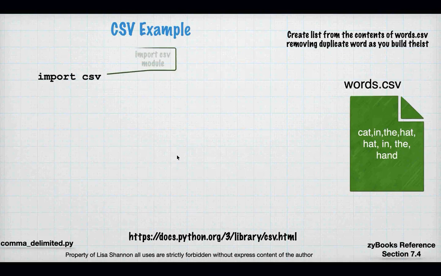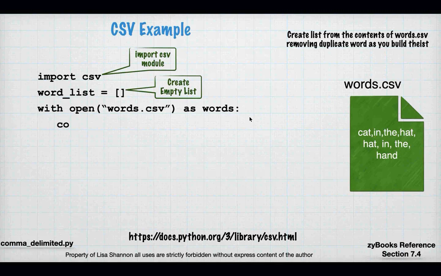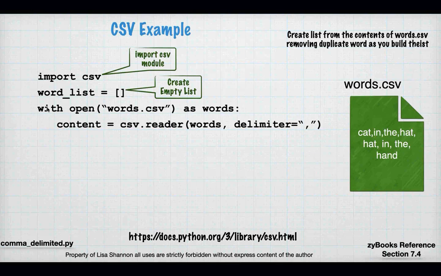Well, the first thing I'm going to do is import csv, because that's the module I know that I can use for comma separated value files. And I'm just going to create an empty list. I'm going to do with open words.csv as words. That's completely fine. This is just my loop, so I'm going to loop through the file. I'm going to do something with it.